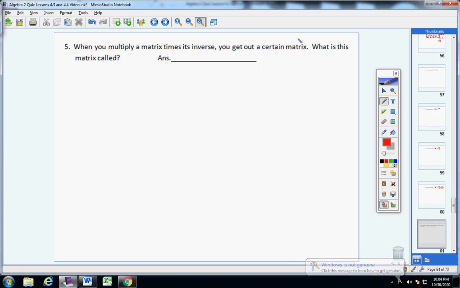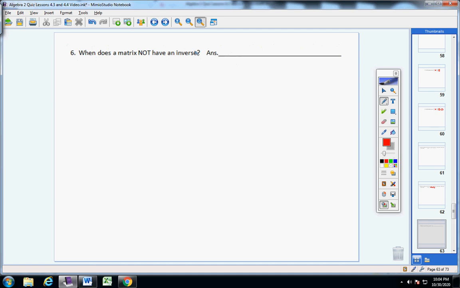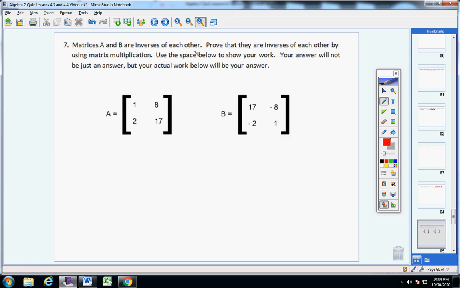Okay, when you multiply a matrix times its inverse, you get out a certain matrix. What is it called? Identity matrix. When does a matrix not have an inverse? When its determinant is 0. Now number 7 was only worth one mistake. So if you missed it, just one mistake was taken off.